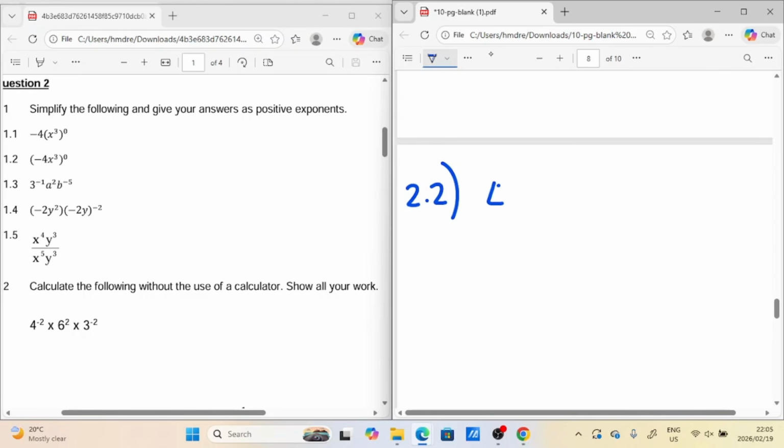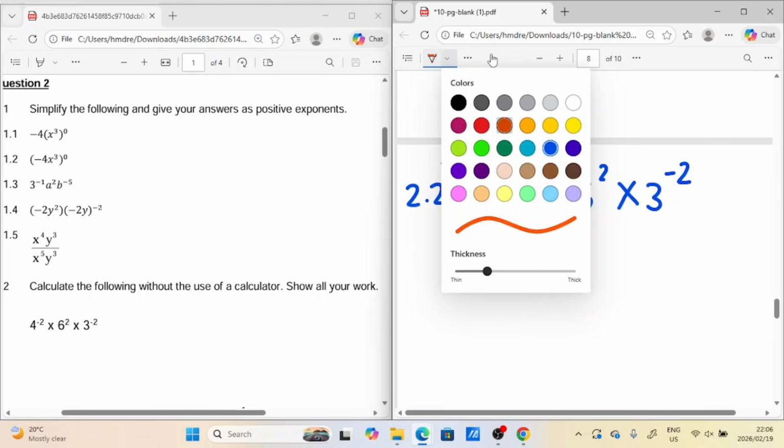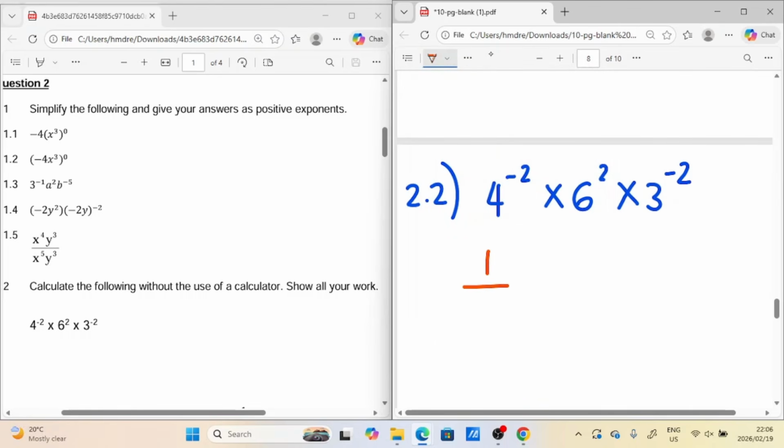We have got 4 to the power of minus 2 times 6 squared times 3 to the minus 2. Okay, I would start by putting these as positive exponents first. So this 4 to the minus 2, I would rewrite that as 1 over 4 squared times 6 squared. So 6 squared we can rewrite as 36.